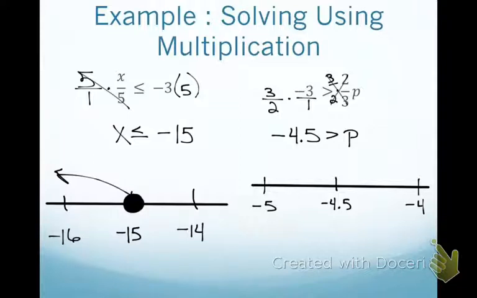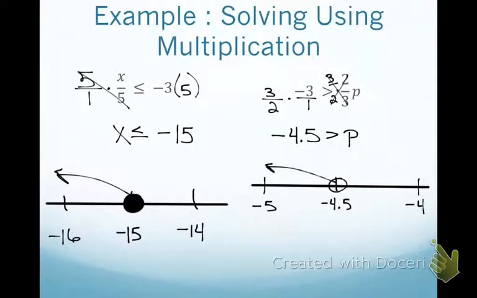All right. Open dot or closed dot, guys? Open. Now, here's the question. If I'm reading my variable first, P, does my arrow go left or right? To the left. This is saying all solutions, or all numbers less than negative 4.5, will be a solution.